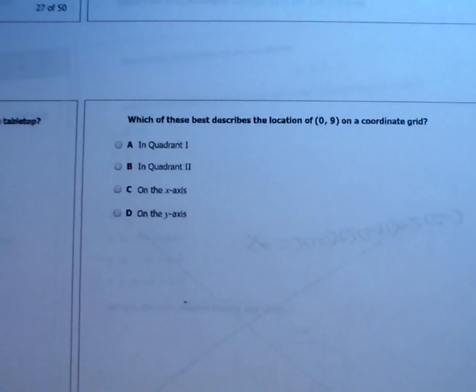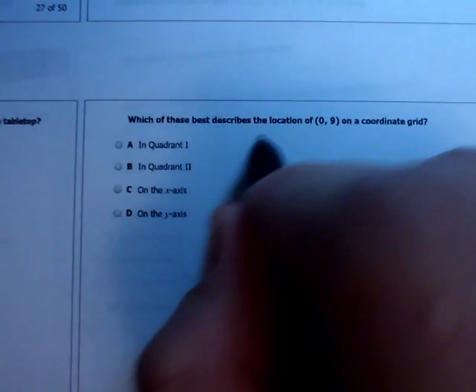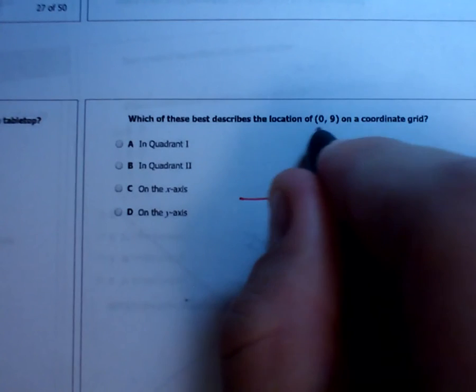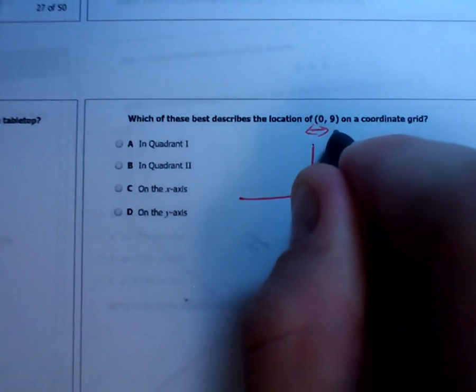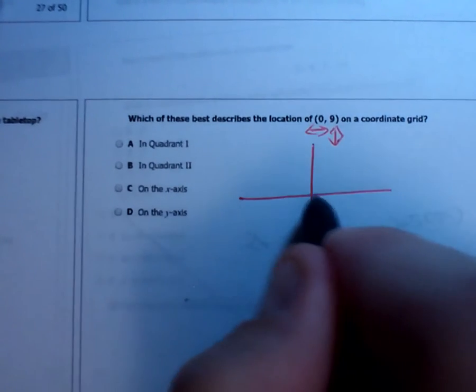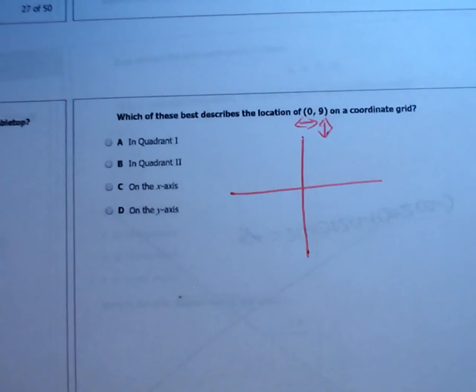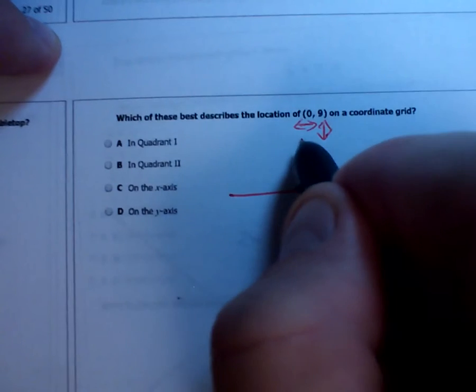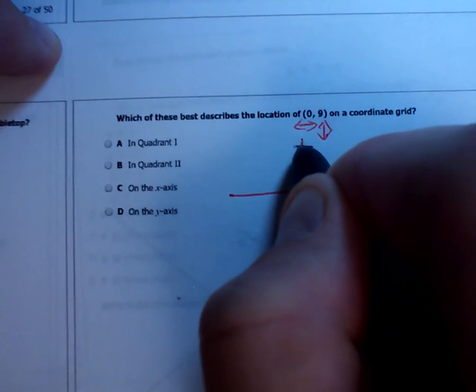Which of these best describes the location of 0, 9 on a coordinate grid? So 0 is my left, right. 9 is my up, down. Left, right, I'm not going any, so I stay at 0. First number, left, right, 0. Other number, 9, which is somewhere up there. So it'd be up here.